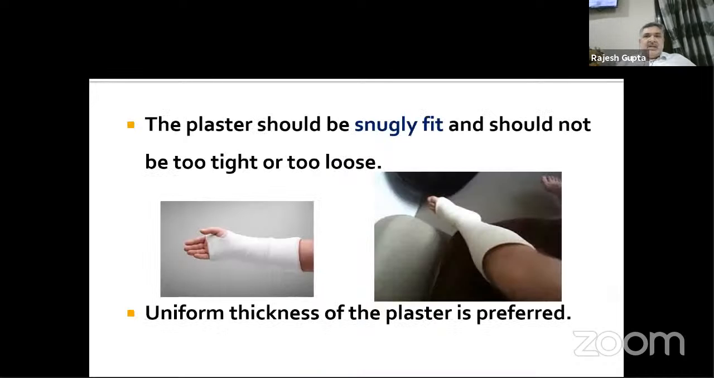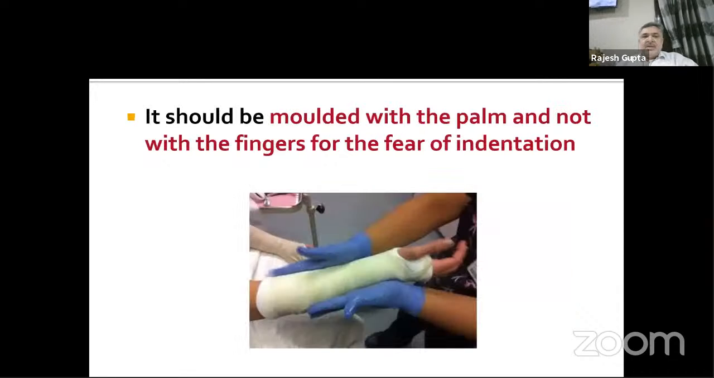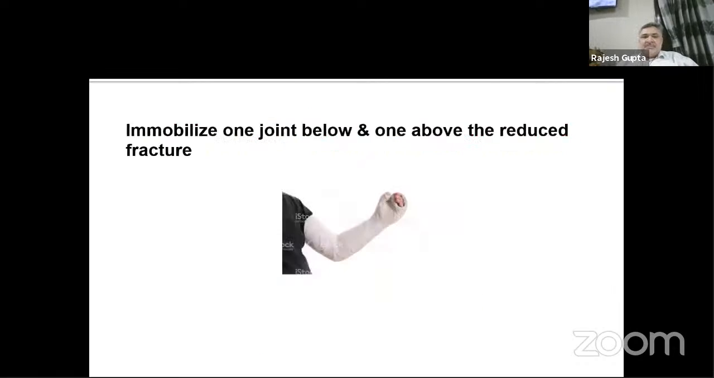Plaster should be snugly fitting and should not be too tight or too loose. And uniform thickness of the plaster is preferred. It is not that at one place you apply one layer and at another place you apply 10 layers. It has to be uniform thickness. Otherwise, there are stress risers and the plaster will break. It should be molded with the palm and not with the fingers for fear of indentation. Very important. When you are molding, mold it with your palms.